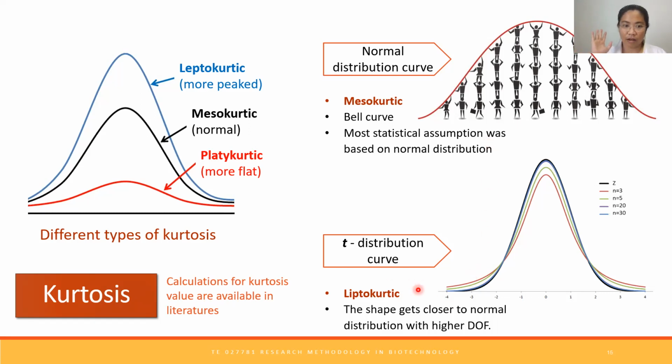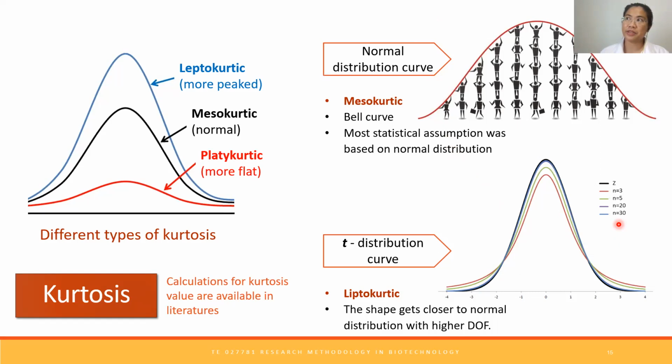Another type of kurtosis curve that you see a lot is the T distribution curve. If some of you have done a T test to compare the means of two sets of data, that is a T distribution curve. The point is that the T distribution curve is not a normal distribution curve, so it's more peaked, but it is getting closer and closer to the normal distribution curve when your number of samples is high.